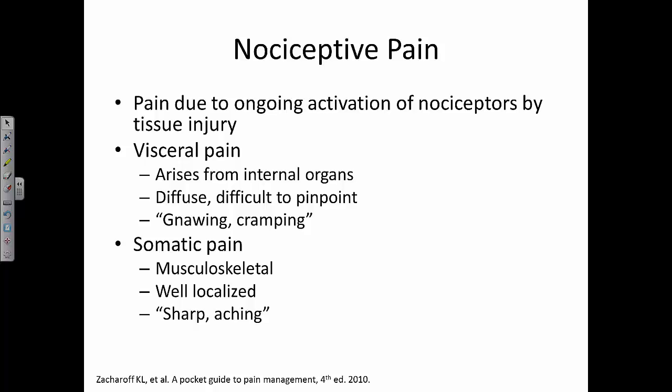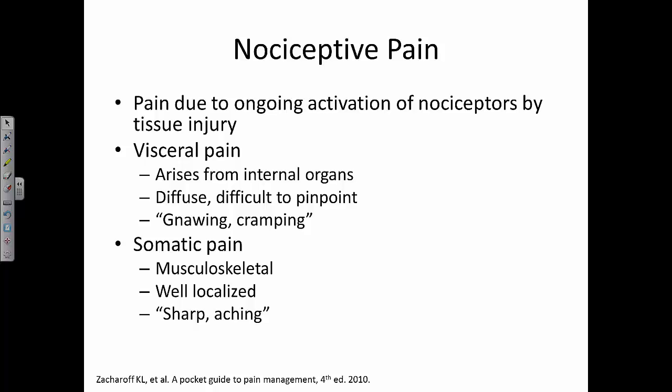Visceral pain is a subset, and this is the type of pain that arises from your internal organs, such as if you had stomach cramping. This type of pain is typically diffuse and difficult to pinpoint, so if you ask a patient who has visceral pain to point to where their pain is, they might just gesture to a broader area over their abdomen. They won't be able to exactly put a finger on it. And when you ask patients to describe their pain, some of the phrases you might hear used to describe visceral pain include gnawing and cramping.